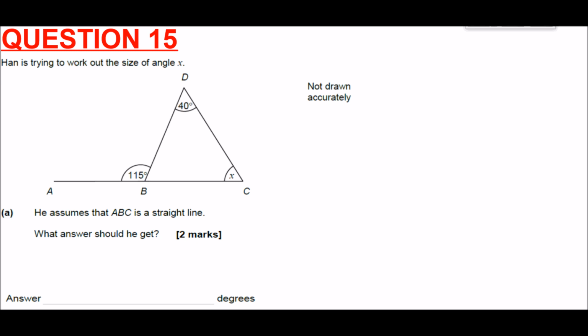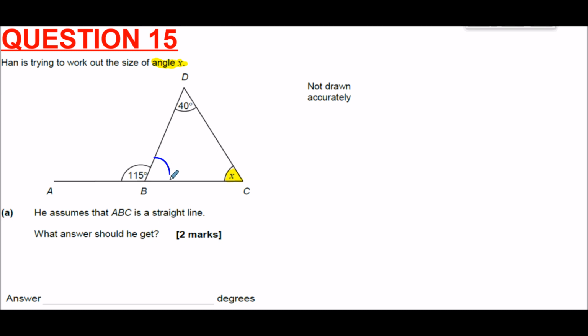Question 15. Han is trying to work out the size of angle X. So angle X is this angle in the bottom right corner of this triangle. He assumes that ABC is a straight line. From A to B to C, he's assuming that's a straight line. What answer should he get?